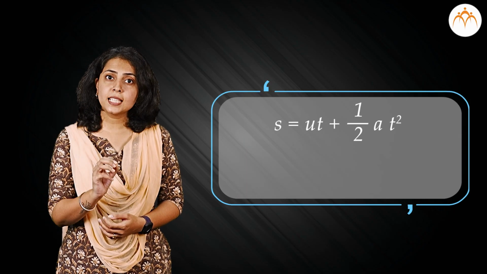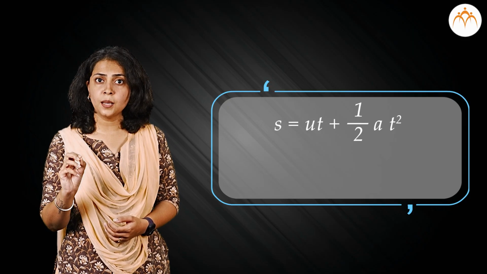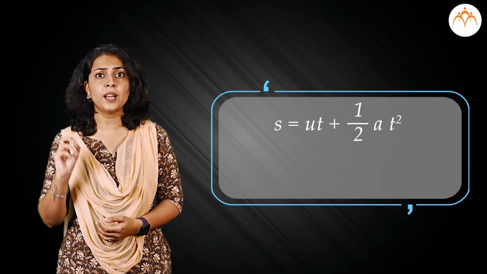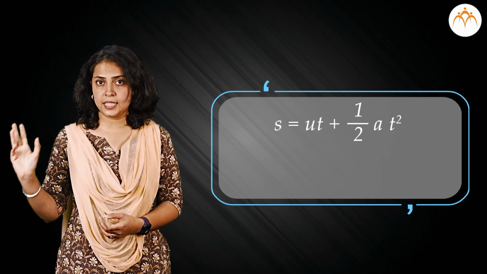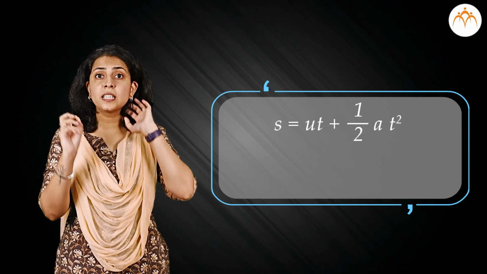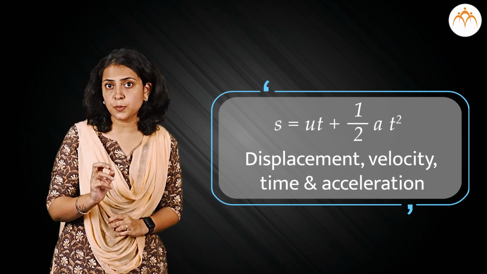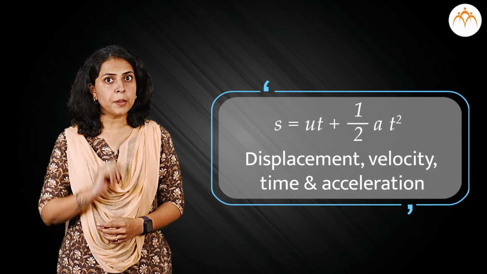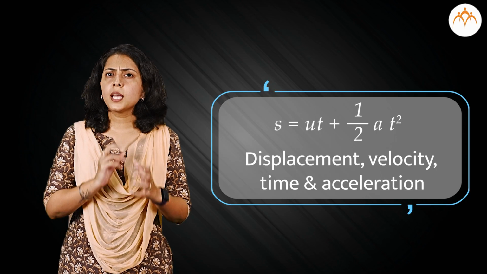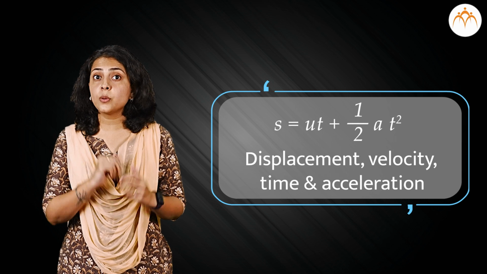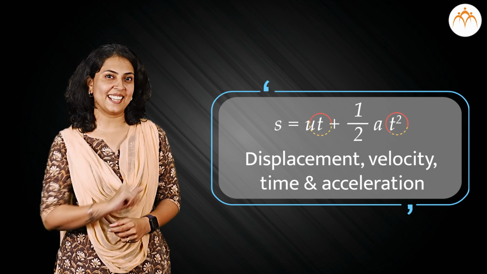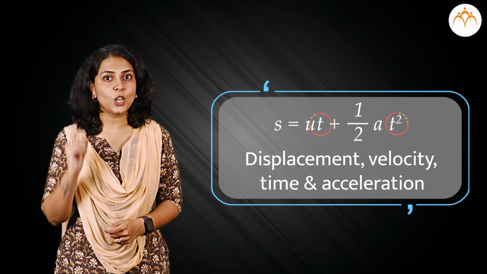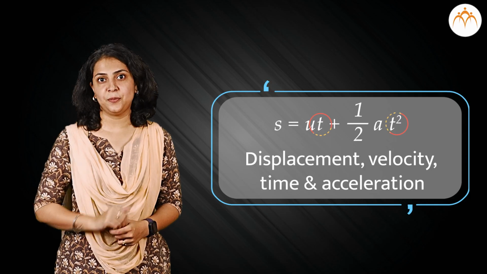In 9th standard, we have learnt about s = ut + 1/2 at², that is, the equation depicting the relationship between displacement, velocity, time and acceleration. Do you remember this? What type of equation is this and what is the variable? Yes, that's correct. It is a quadratic equation in variable t.